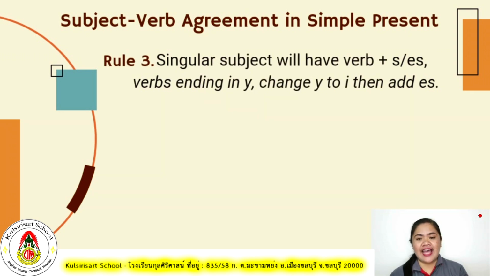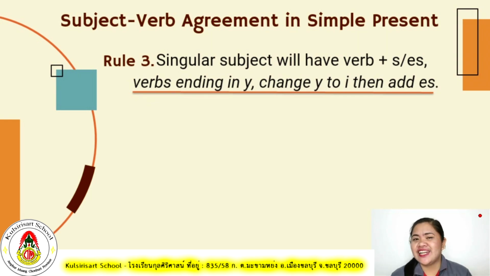Now, let's move on to rule number 3. Rule number 3 says that singular subject will have verb plus s or es, same with rule number 1. But we have here verbs ending in Y. Very good. Verbs ending in letter Y. This is what you're going to do: change Y to I, then add es. Remember the underlined rule: verbs ending in Y, change Y to I, and then you are going to add es.